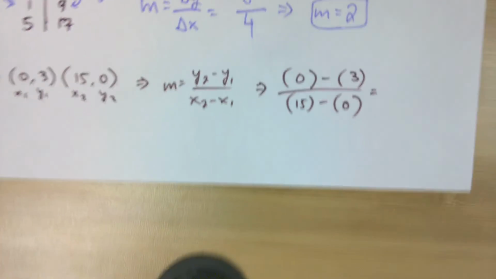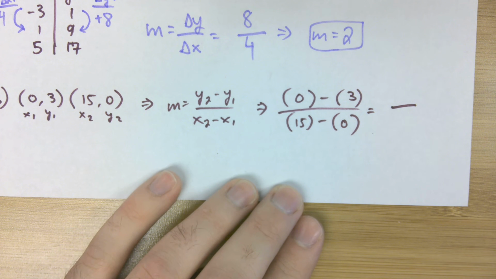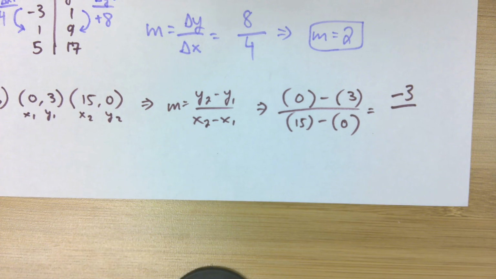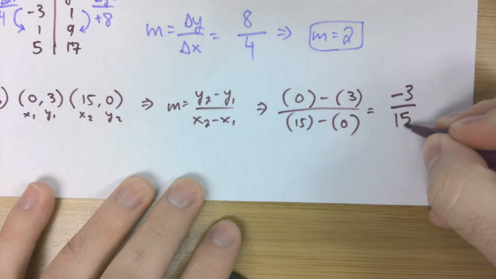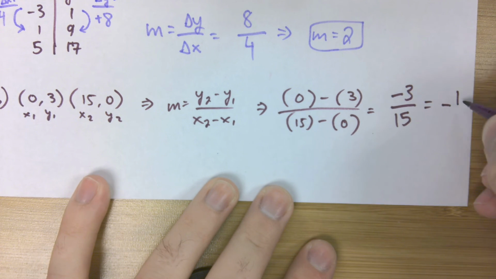Okay, what do we have on the top? 0 minus 3. What's 0 minus 3, everybody? Negative 3, thank you. And what's 15 minus nothing? It's number 6. Just 15. So it's my number 6. To you, it may be a different number. That's right. So negative 3 over 15 simplifies to negative 1 over 5.